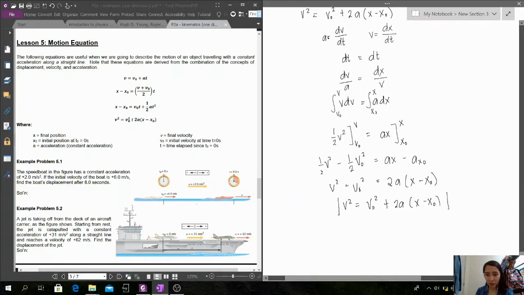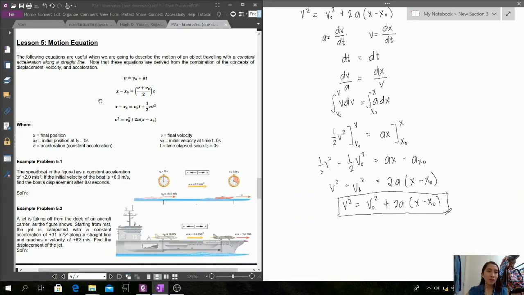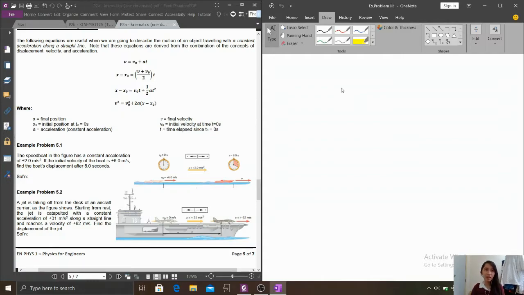So there you have it. We have derived the 4 equations of kinematics. You can also try to derive this formula so that you won't have any trouble memorizing this. Kapag nakalimutan nyo, okay lang kasi alam nyo kung paano i-derive. Now that we have derived the equations of motion, let's proceed to the example problems.